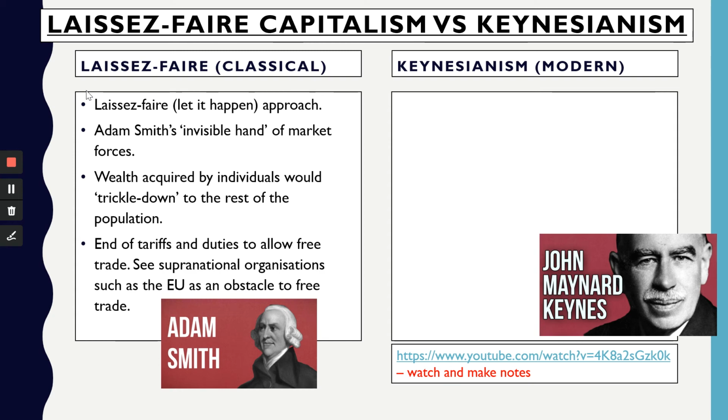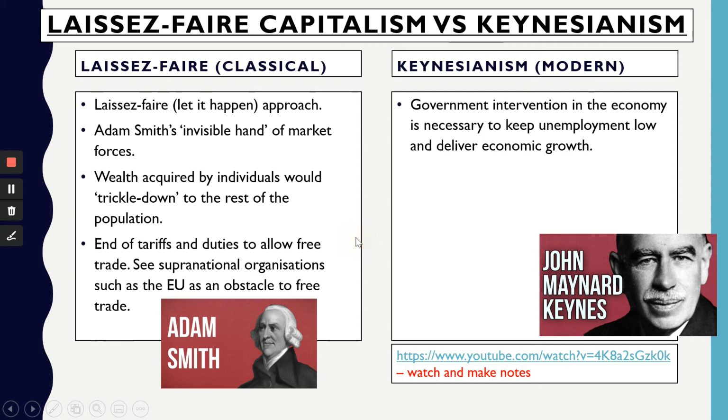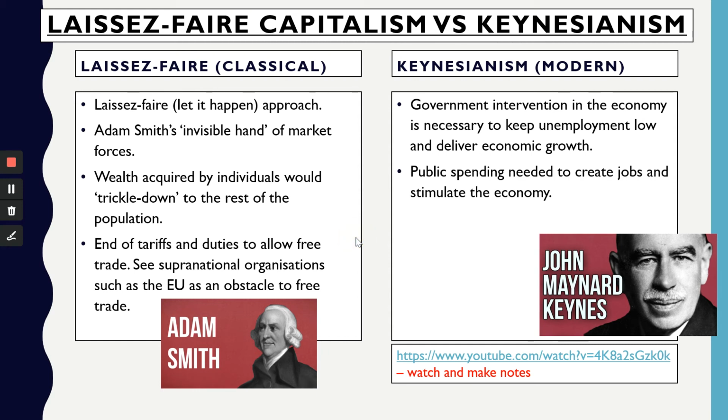So modern liberals take a slightly different approach. They have an economic approach known as Keynesianism. It's named after this guy here, John Maynard Keynes. This is where the government intervenes in the economy when things are perhaps not going well. So if there's high unemployment, the government would intervene to try and stimulate the economy to get businesses employing more people. If the economy is shrinking, they might spend more money on public services to try and encourage the economy to grow. So public spending from government is needed to create jobs and stimulate the economy.